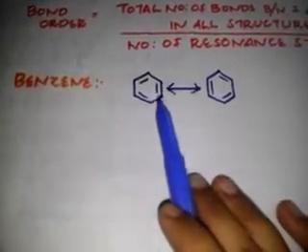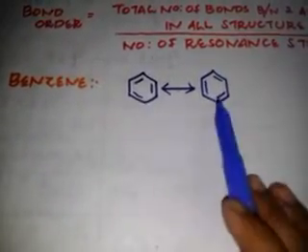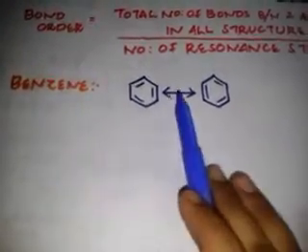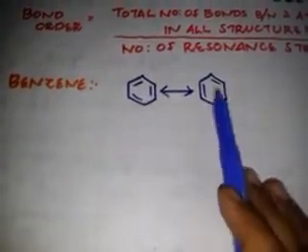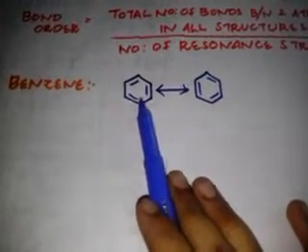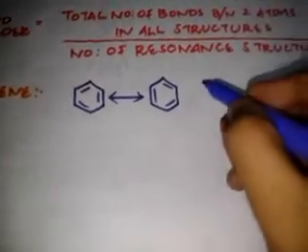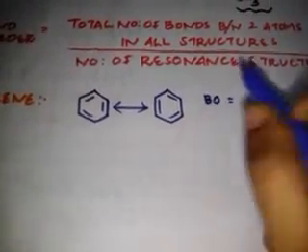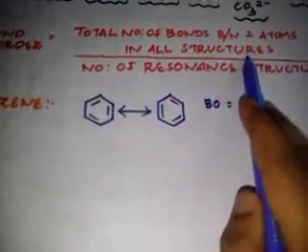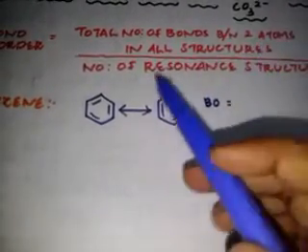The resonating structures of benzene are these. I have drawn two resonating structures of benzene here. Now let's check the bond order. Bond order is equal to the total number of bonds between two atoms in all structures.